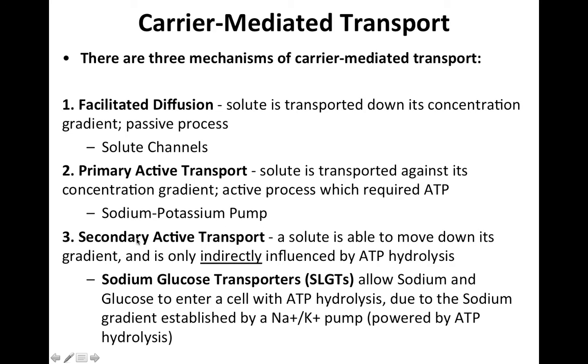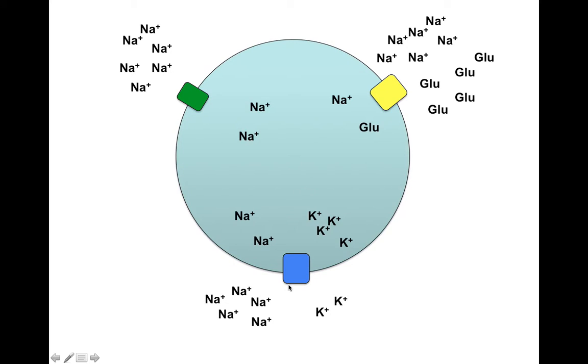And then we're going to take a look at secondary active transport. And this is when you allow a solute to move down its gradient, but this is enabled because you are indirectly utilizing ATP hydrolysis somewhere else. And we're going to look at the example of the sodium glucose transporters for this.